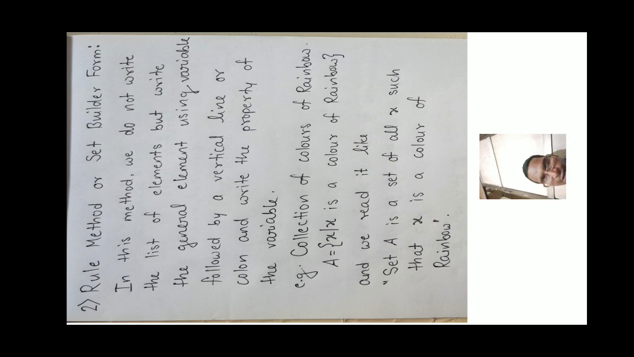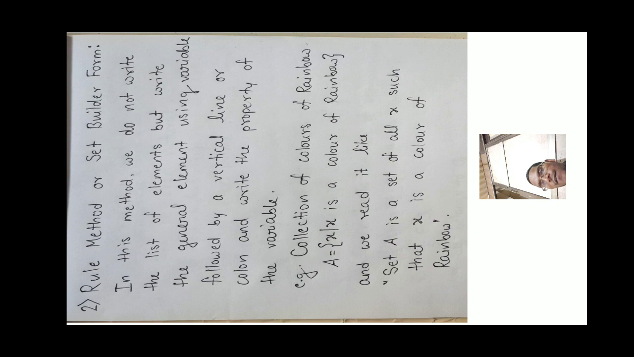How to read it? You can see I have written that set A is a set of all X such that X is a color of rainbow. So in this case all our 7 colors are basically what? Colors of rainbow. So I have written X vertical line, then X is a color of rainbow. So again we have taken curly bracket, and in the curly bracket X slash X has to be there, and then what is the property of X? So in this case my property is color of rainbow.